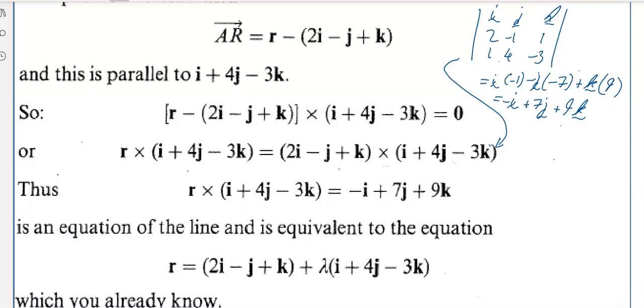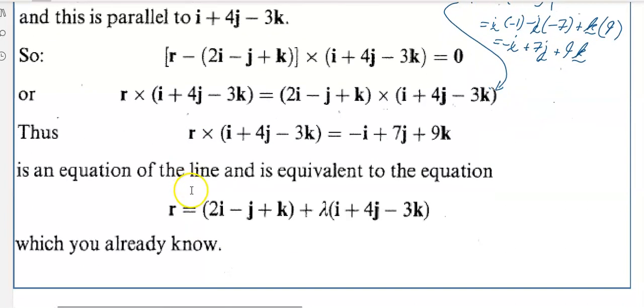I just skipped a wee bit of working out there of how we got this result here. So the equation of your line is just equal to this thing. So it is 2i minus j plus k plus lambda times i plus 4j minus 3k. So you can see it's the same thing as this, but it just looks a wee bit different when you see it.